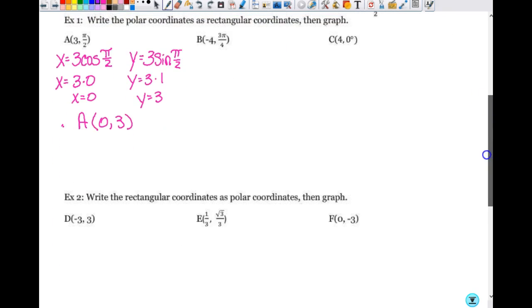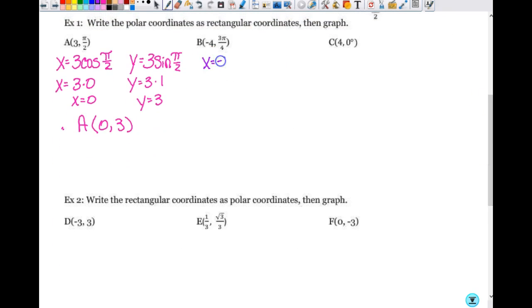So let's look at B. For B, we're going to do x equals -4 times the cosine of 3 pi fourths, and y equals -4 times the sine of 3 pi fourths. And it's okay if you go into C because we're not going to do C. So x equals -4 times, what's the cosine of 3 pi fourths? Negative square root of 2 over 2. Oh, I can't write that. What did I do? Oh, right there. Dang it. 3 pi fourths. I think that's what I said, but I wrote a 3.